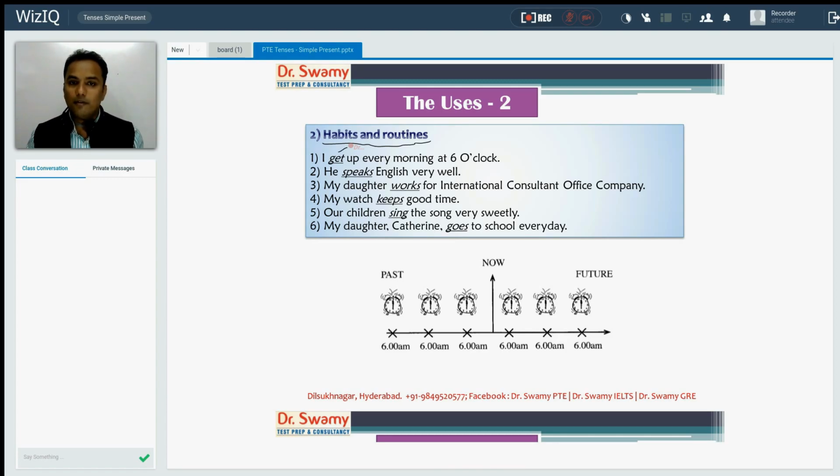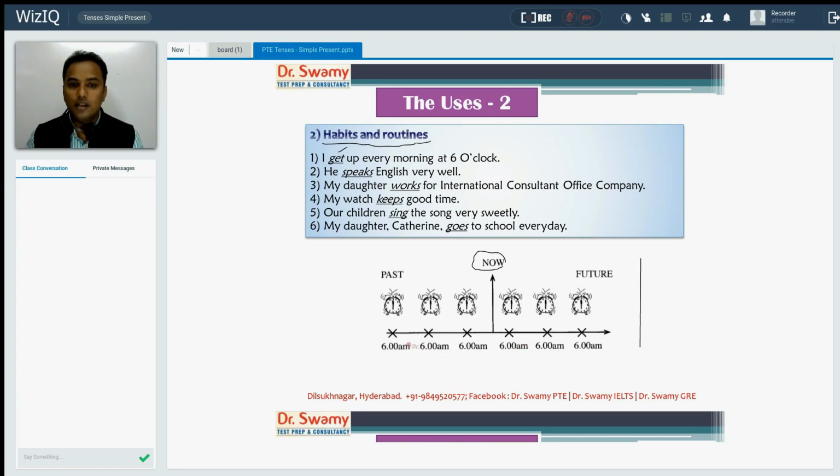So "I get up every morning at 6 o'clock" has a meaning, and that meaning is diagrammatically represented here. See, let us consider that now is 6 o'clock. Now is the time that I'm speaking. This is the time I made the sentence, "I get up every morning at 6 o'clock." Now, what does this mean?